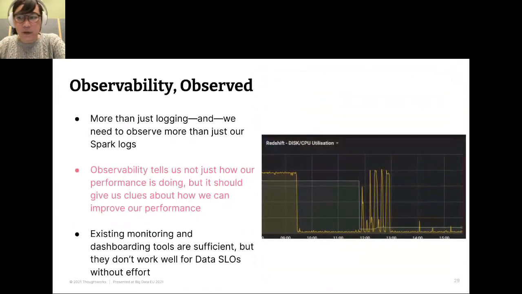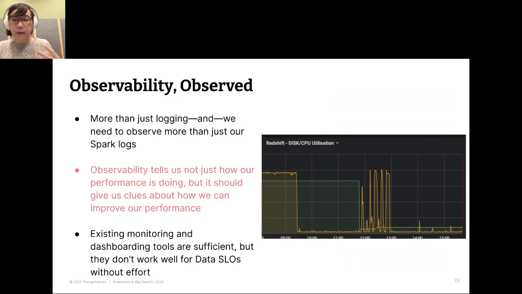And then observability. When I ask people, are you observing your data pipelines? They say, yeah, I've got Spark logs. That's not enough. Observability is not just about how our performance is doing, but it should tell us how we can improve our performance moving forward. It should give us clues as to where we can improve. Can we look at making our jobs more efficient? Can we look at making our data more accurate?